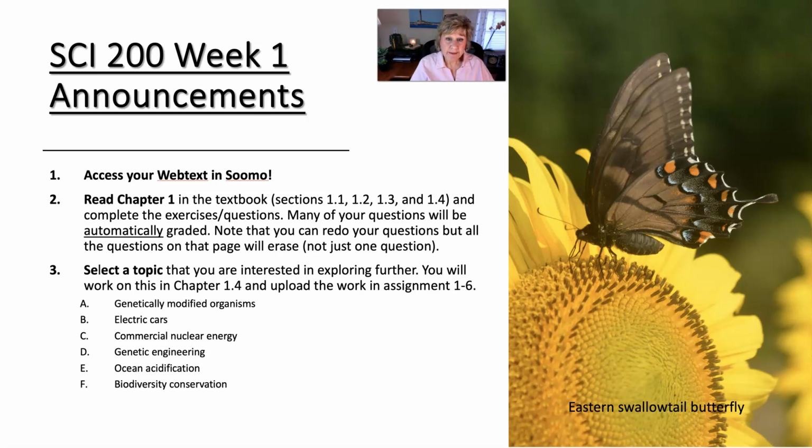Read chapter 1 in the textbook. You will notice as you read, there are questions that you have to answer. You have 4 sections in this chapter, so you need to complete all of these exercises, do all of the questions. Most of these questions are automatically graded, so I don't grade them, the textbook does, and then they are automatically uploaded to Brightspace, which is our course management system. That's where your grades are, all that sort of thing.